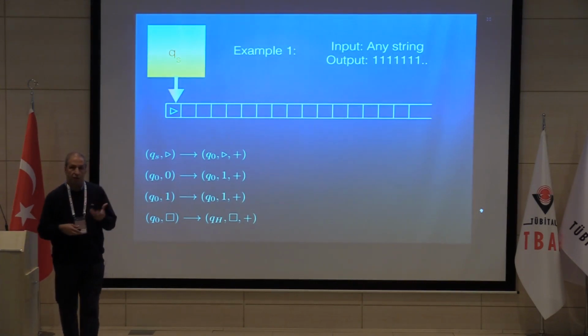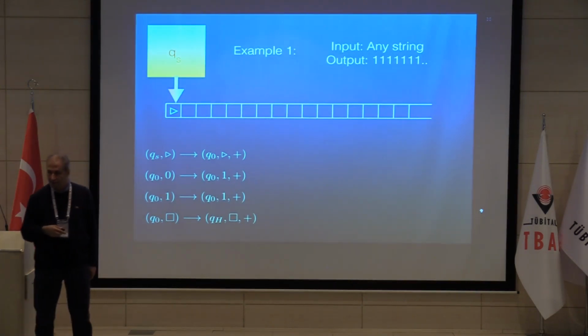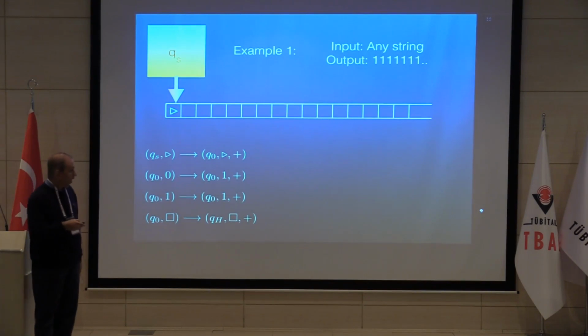So let's try to solve some problems with this machine. I want to solve this very simple problem. Given any string, the input can be any string, I want the output to be just one. I want to change everything to one. Right? How does this machine work?